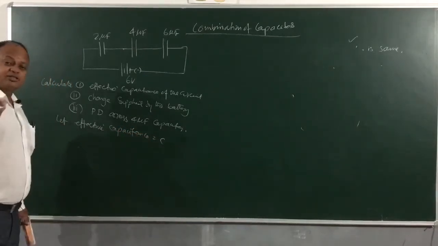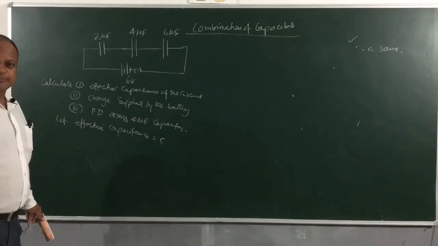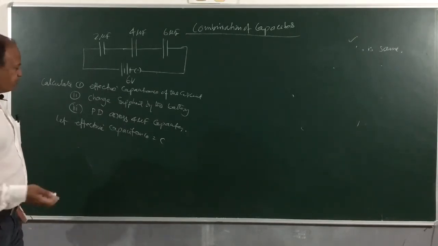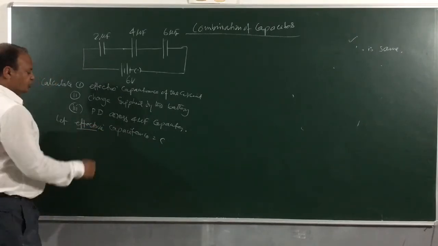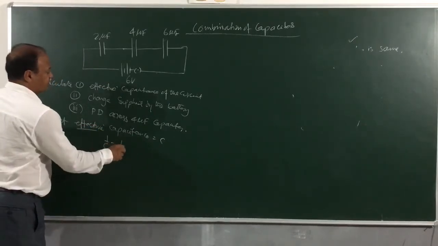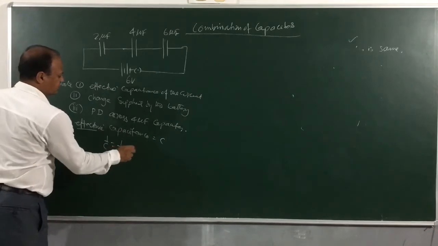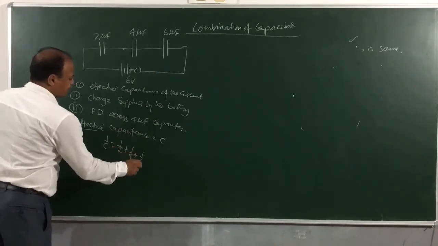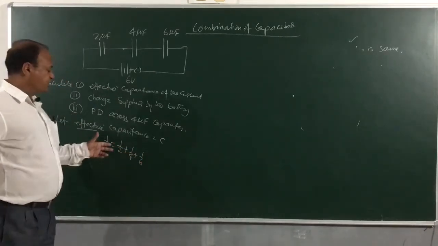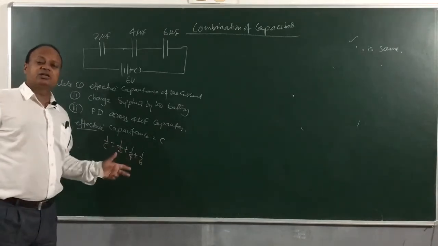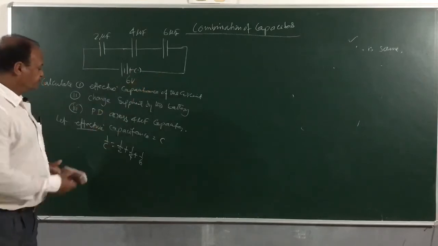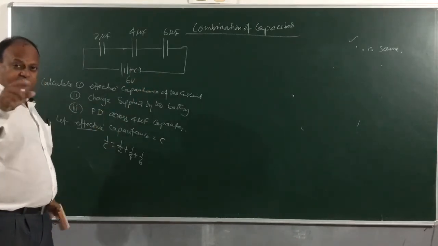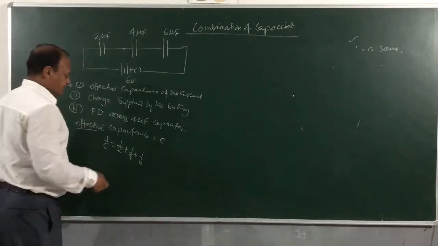Remember, effective capacitance is same as resultant capacitance, right? So it is the same thing, effective capacitance is equal to C. So 1 by C will be how much children? 1 by 2 plus 1 by 4 plus 1 by 6. Remember, there is no need to convert this into farad. We will keep these values in microfarad only as it is given. Later on if required we can multiply with 10 to the minus 6.